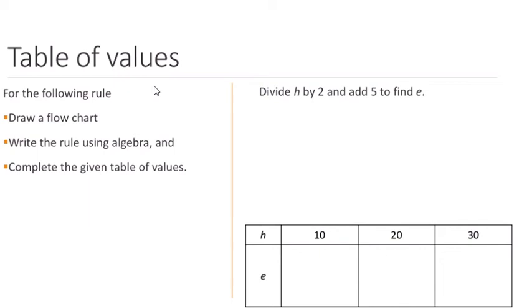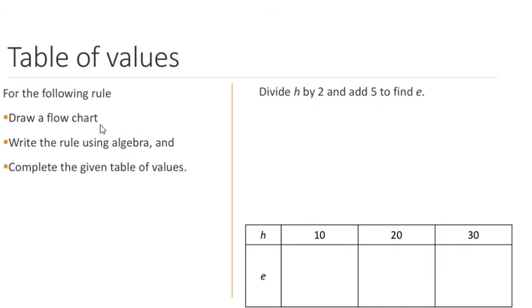In this video, we'll look at how we can create a table of values using a rule. So I've got a rule here, and we're going to draw a flowchart. We're going to write the rule using algebra, and then last of all, we're going to complete that table of values. So my rule here is to divide h by 2 and then add 5 to give me e.